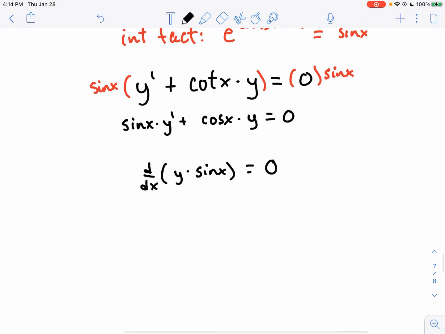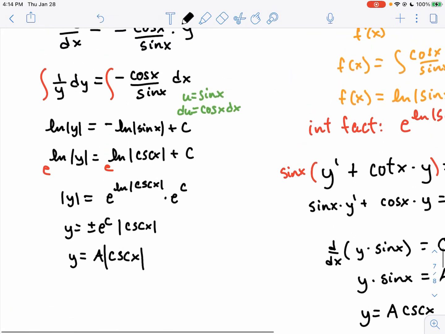And now we can anti-differentiate both sides. So we get y times sine of x. And the antiderivative of 0 is a constant, so we'll just put the constant there. I like A for some reason in this context. Doesn't really matter what letter you use. And now divide by sine. So we get A times the cosecant of x is our general antiderivative.